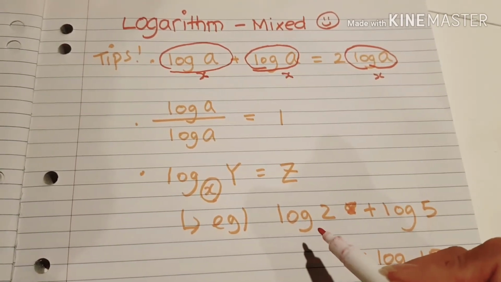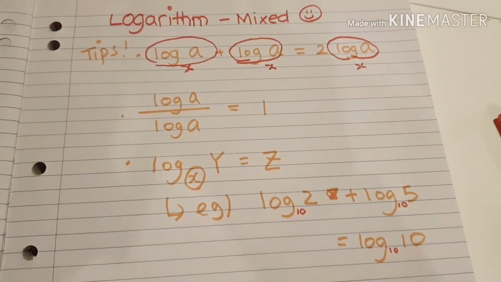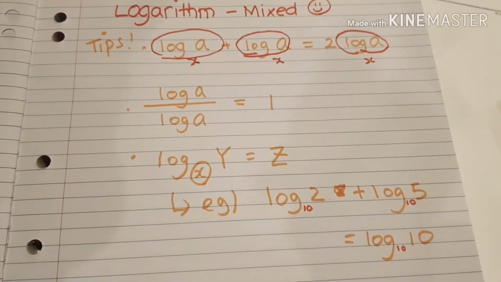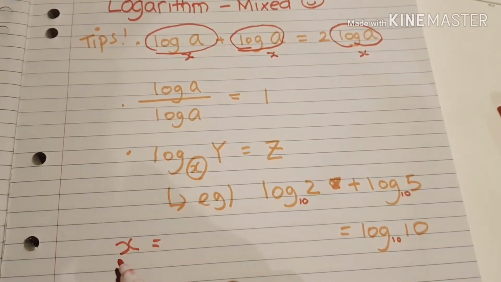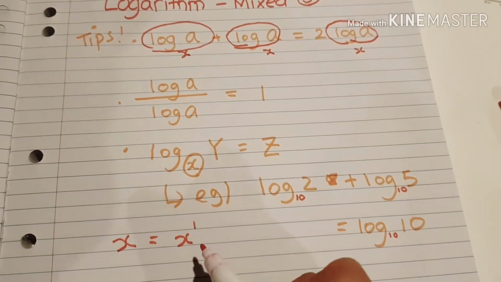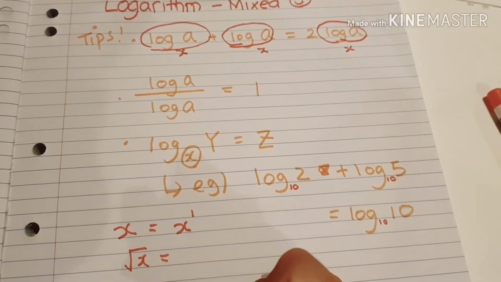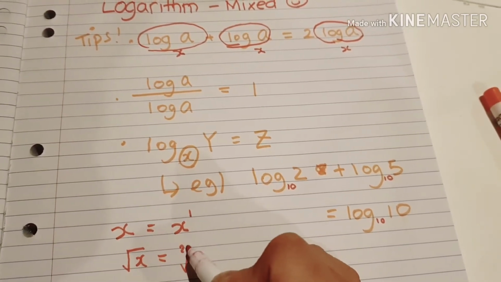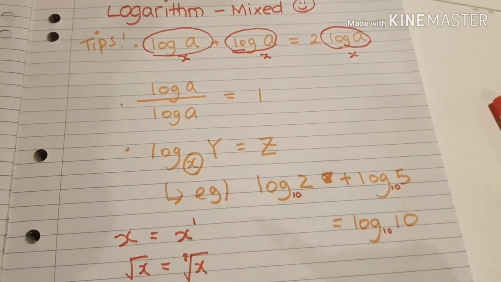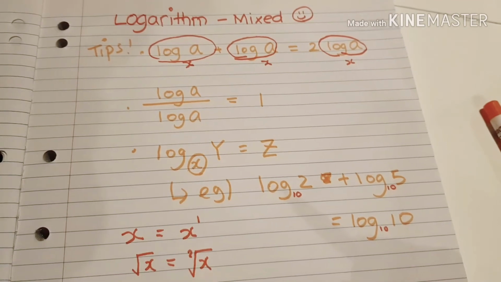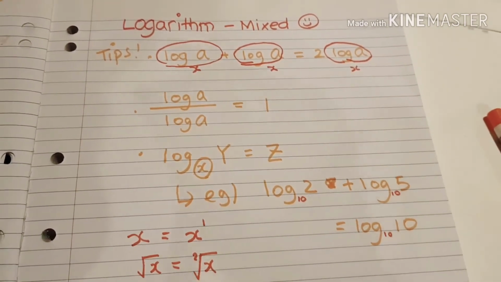If I don't have anything, the base is always 10, and it's just hidden. This is the same concept as if I have x, we just write x instead of x to the power of 1. Or likewise square root of x, we don't really write 2 at the top. That 1 and 2 is hidden most of the times. So likewise in logarithm, it's a value of 10.